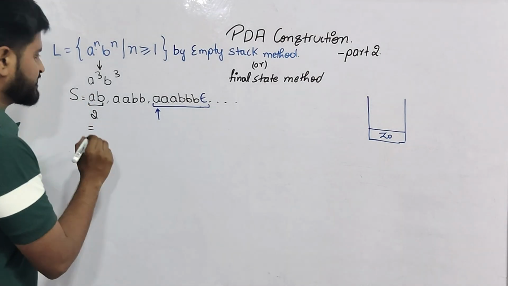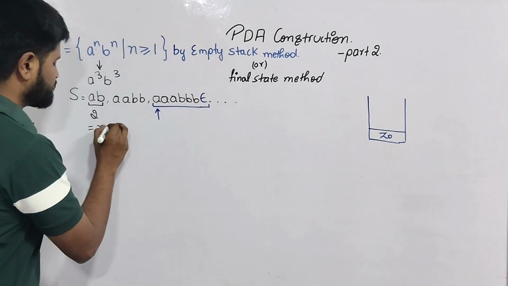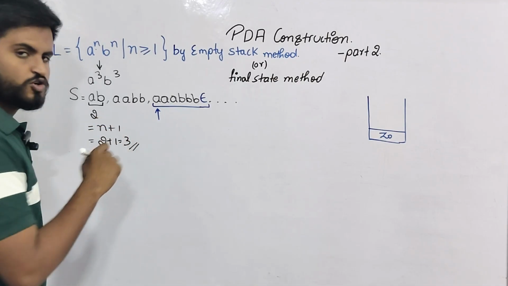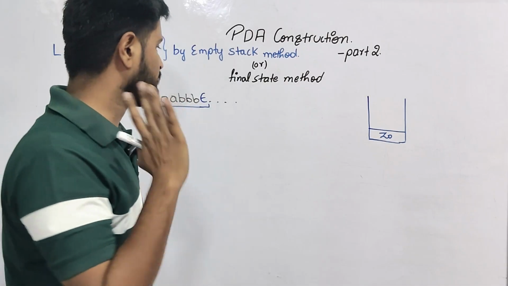The number of states that you must use to construct this PDA is n plus 1, that is 2 plus 1. So you must construct this problem using 3 states only.